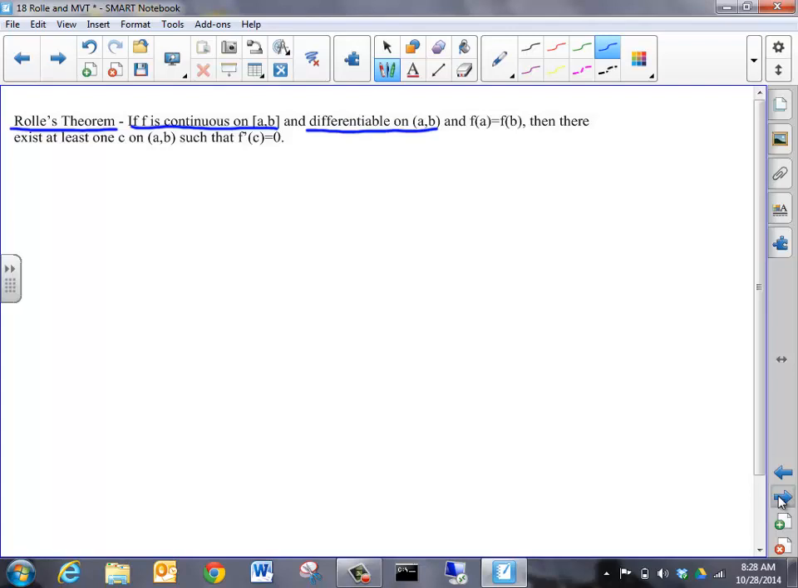Now, what does differentiable add to it? It's got a derivative. You can take the derivative everywhere on the interval. What does that mean graphically? No sharp turns. So that's continuous, but that's not differentiable, okay? So if it's continuous and differentiable, it starts, then it's a nice smooth curve, and then it ends. So continuous means it's got to keep moving. Differentiable says it's going to be smooth.